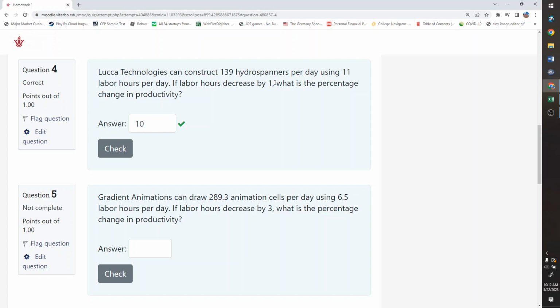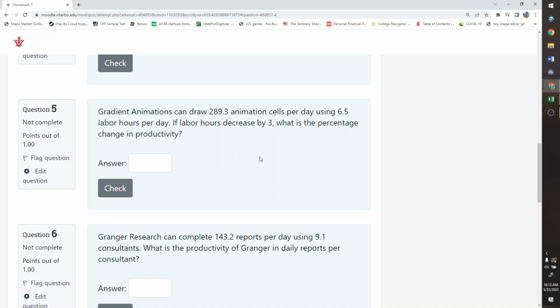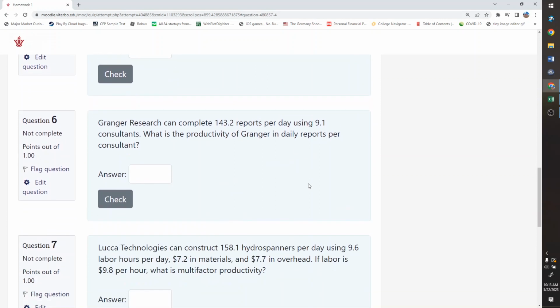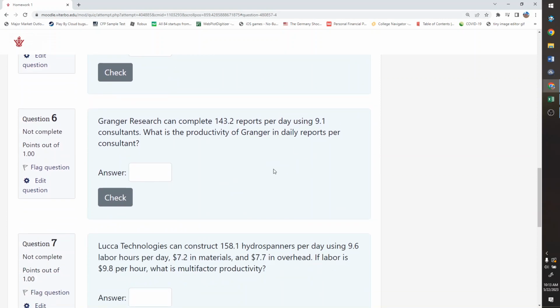So be sure you divide the difference, the change, right? Divided by old. And sometimes productivity gets worse, right? So if labor hours go up, productivity goes down, then you'll have a negative number. That's fine. Expressed as a percent. 5 is similar, and 6 is a straight one.